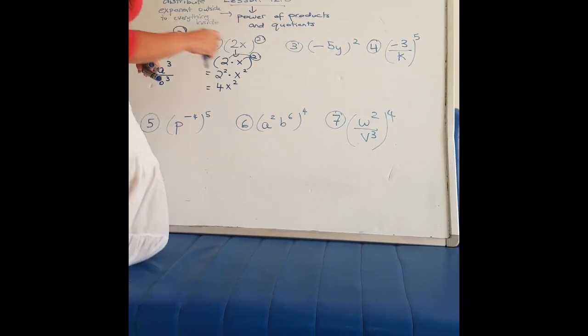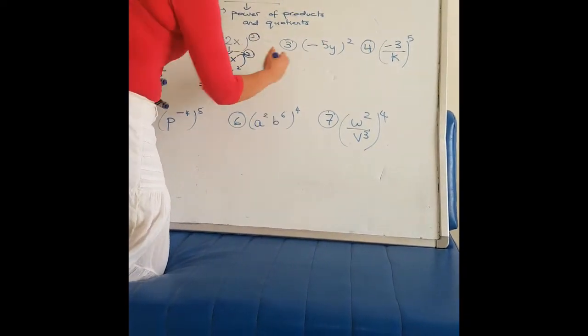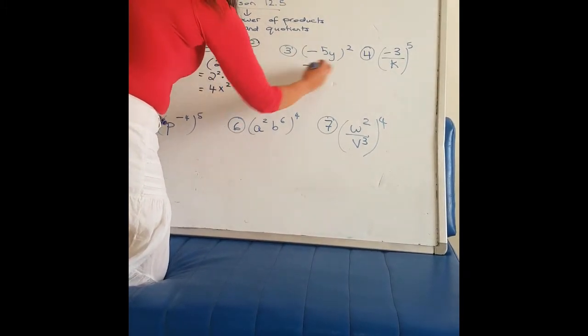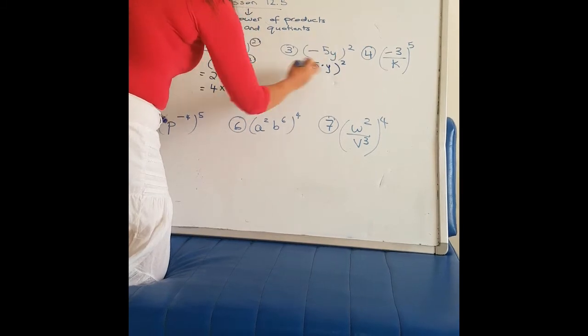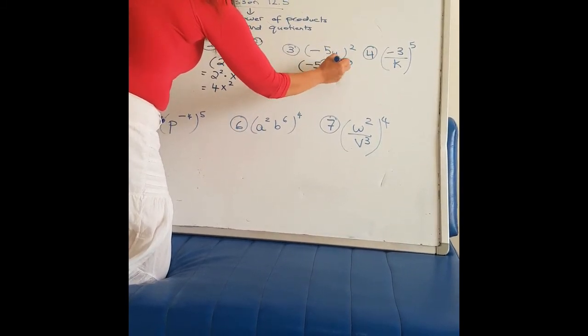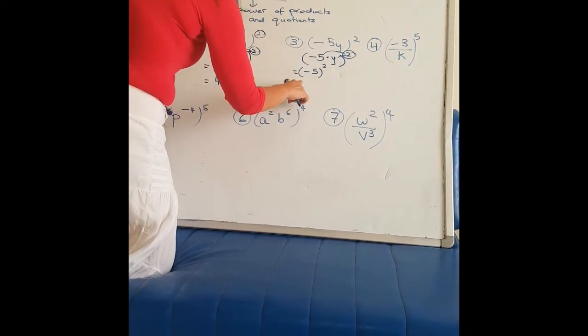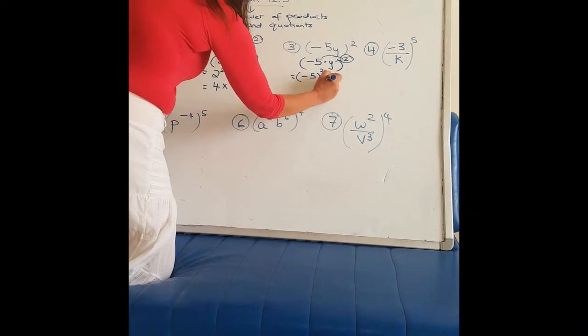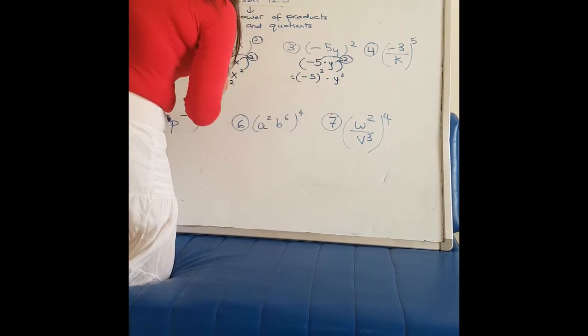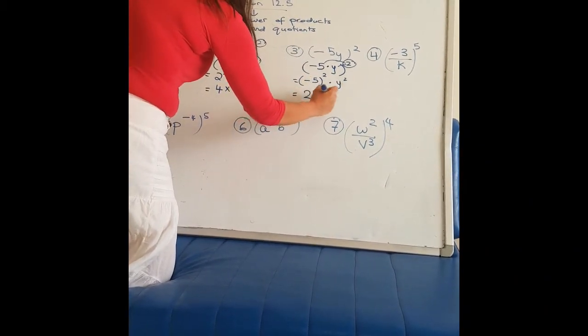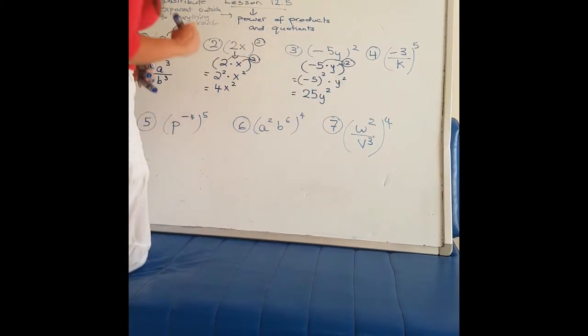The third example is minus 5y. What does minus 5y mean? Minus 5 times y, all of this to the second power. Again, I'm distributing the 2, which is negative 5 to the second power. Why did I put a parenthesis? Because it's a negative. Times y to the second. Negative 5 times negative 5 is 25, and I bring down the y to the second.